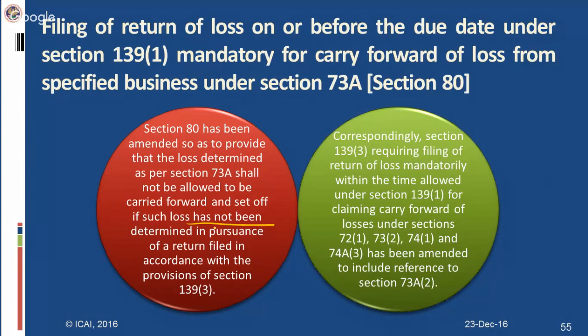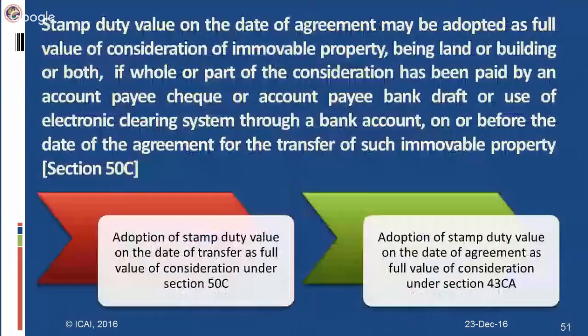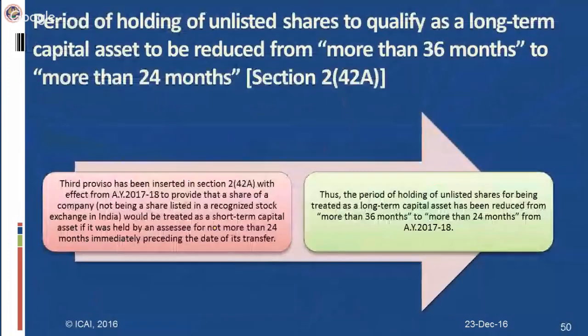This year, Section 73A is inserted, also included in Section 139(3). So now onwards, for carry forward and set off of losses from a specified business, the return has to be furnished on or before the due date in respect of the previous year in which loss was incurred. We just skipped out capital gains. Let's read the amendments pertaining to capital gains.